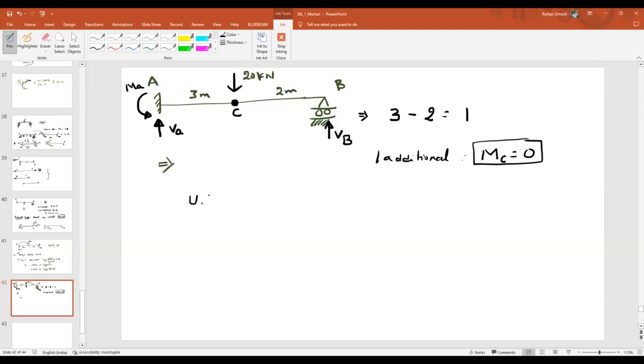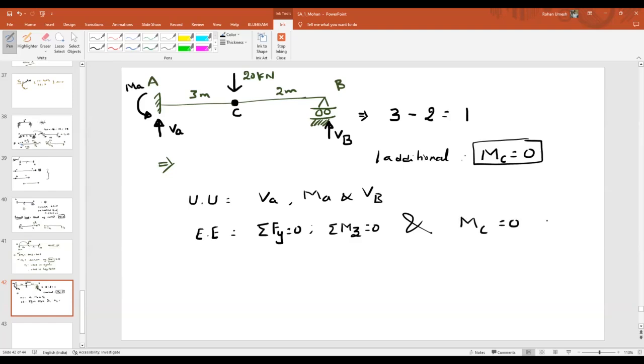So if I write down clearly, unknowns, what are they? VA, MA, and VB. Now tell me, what are the equilibrium equations? Tell me in terms of equations. Summation of vertical force, summation Y equals 0. Summation of moment equal to 0. And in addition to the equilibrium equations, one additional equation, MC equal to 0. Moment at C is equal to 0. Now tell me, how many unknowns and how many equations?